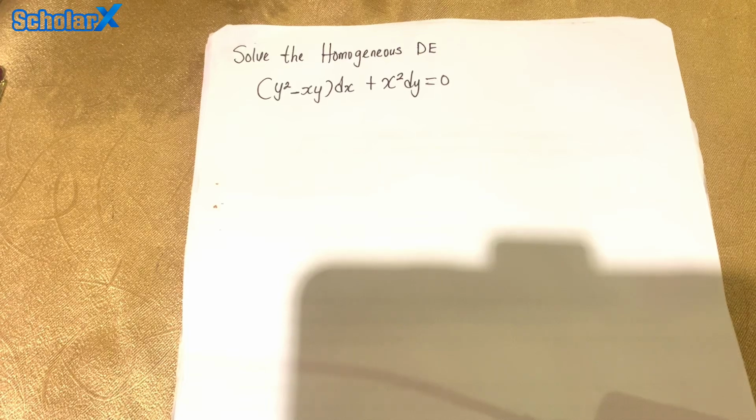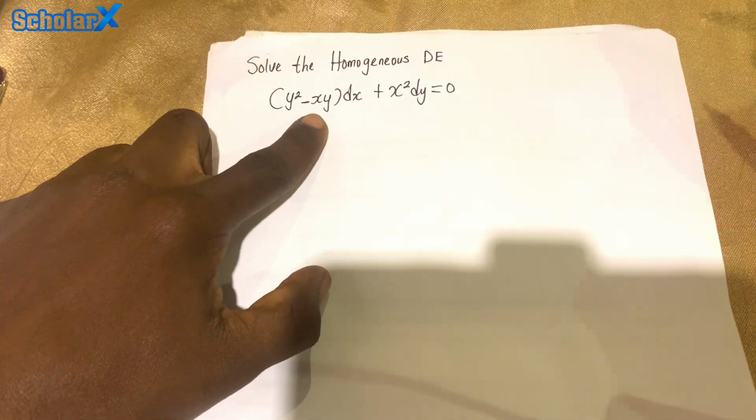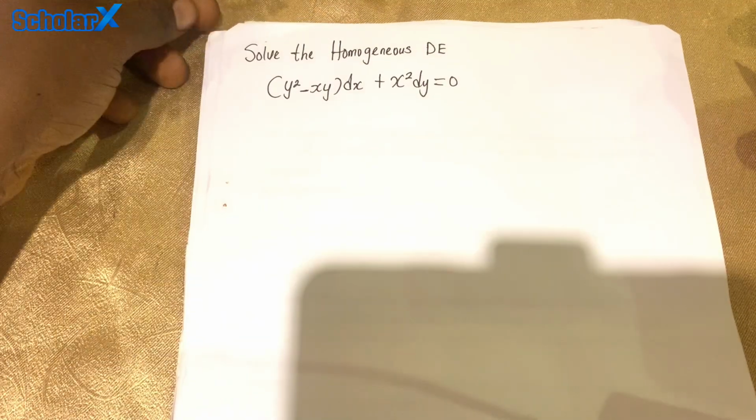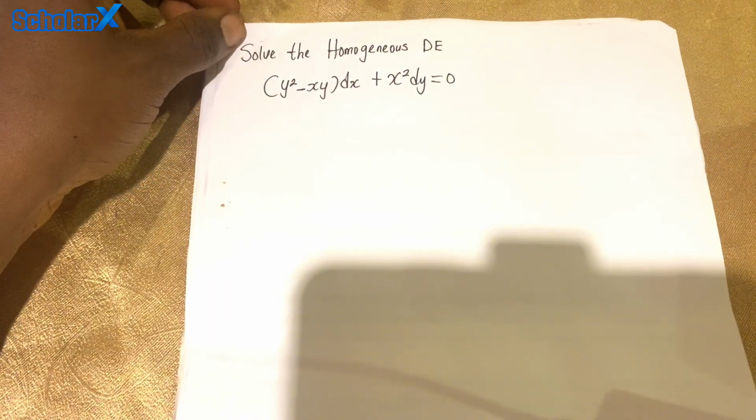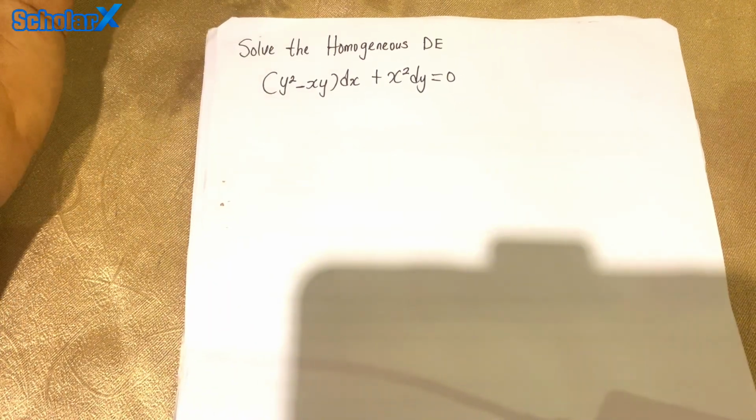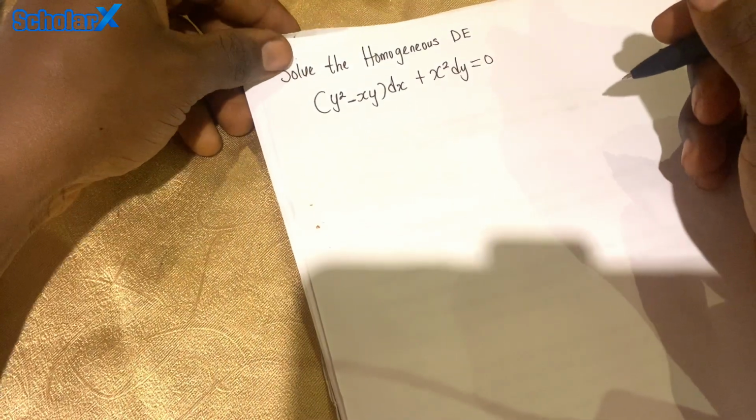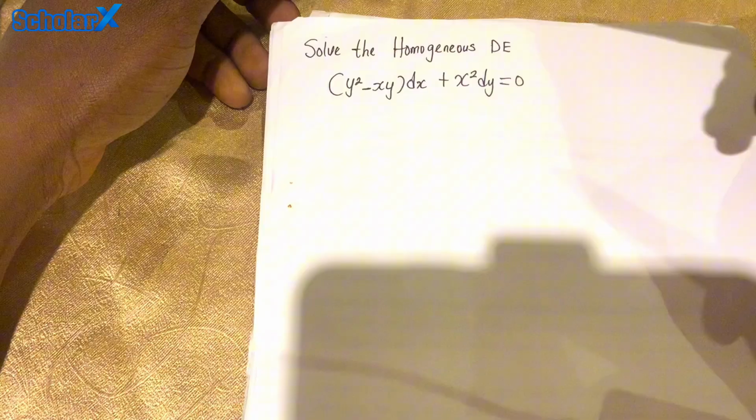Alright, let's solve this homogeneous differential equation: (y² − xy) dx + x² dy = 0. Let's go ahead and solve this homogeneous differential equation. When we want to solve a homogeneous differential equation, what do we do? We make our substitution, right? But before we do that, let's arrange this into dy/dx.